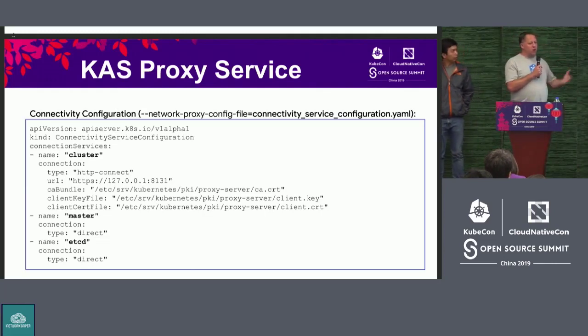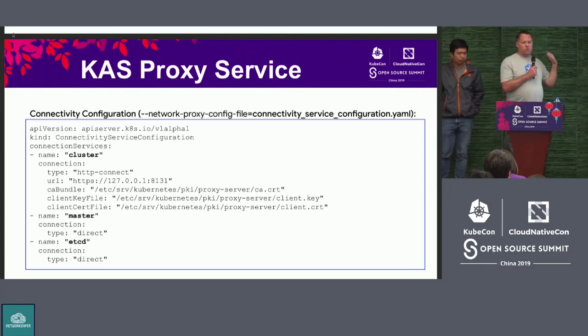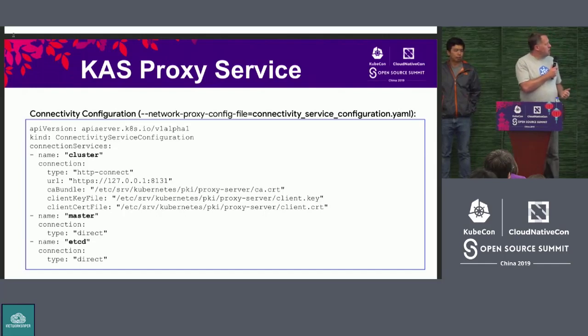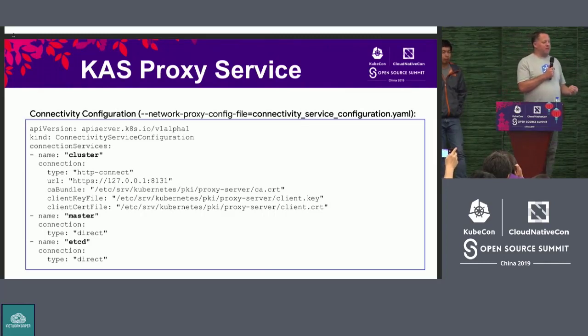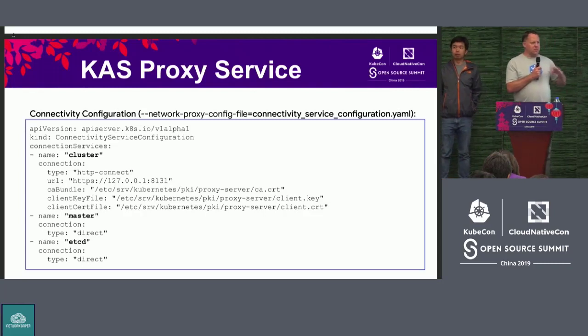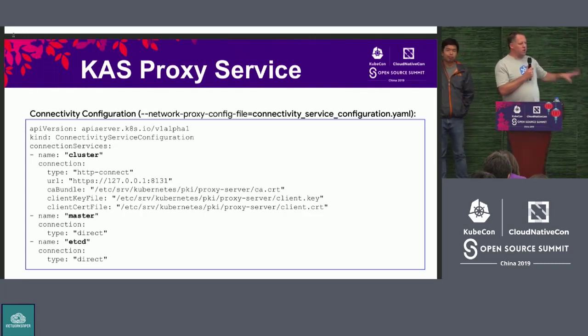So how do I configure my Kube API server to then do these wonderful things I've been describing? We have a new flag, the network proxy configuration file flag, and it takes a YAML file, and that YAML file is a connectivity service configuration object. It looks just like a standard resource. It isn't, however, a standard resource, and the reason is that we don't necessarily want to allow customers to modify this at runtime. So this is an object that gets loaded when the Kube API server comes up and is not modifiable, but is otherwise much like other resources we have.